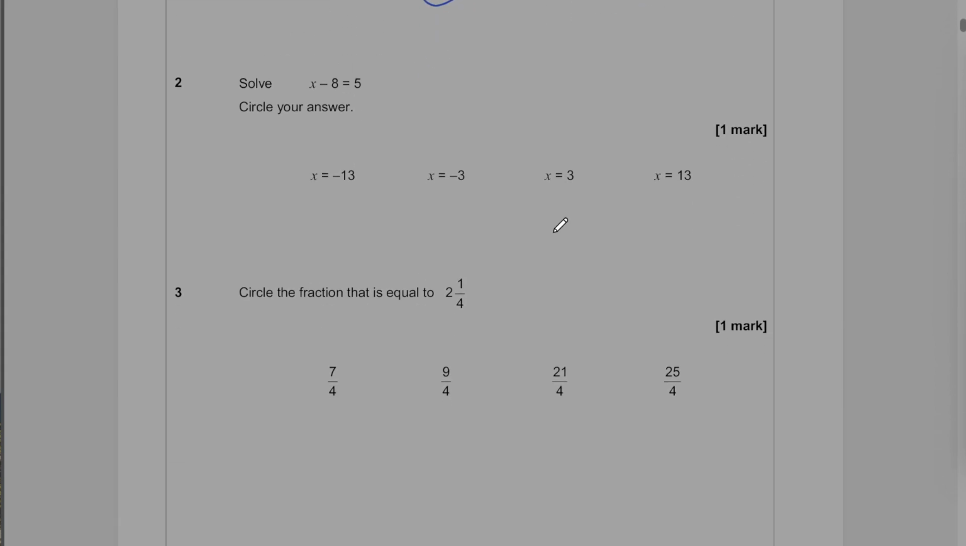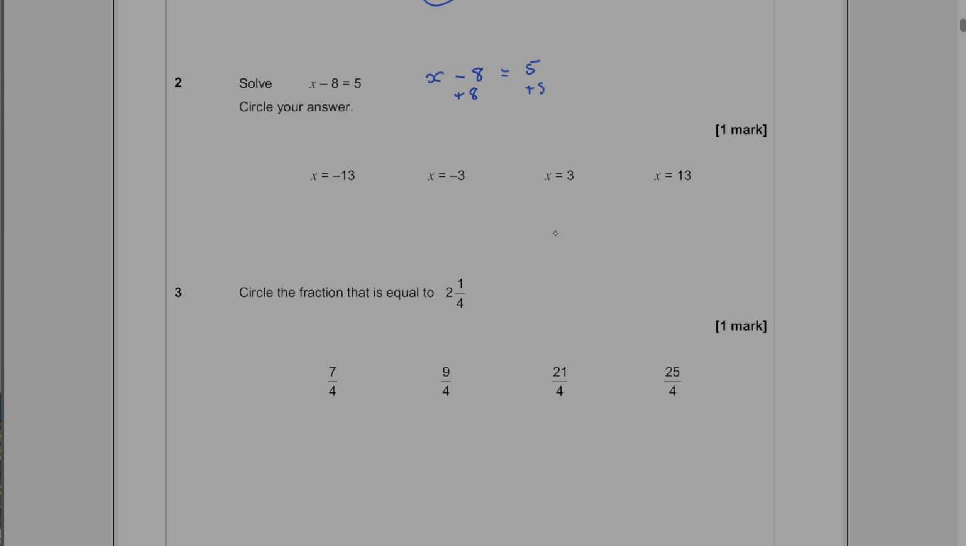Okay, question 2, solve x minus 8 is equal to 5. So in effect, what we're going to do is add 8 on both sides, and that will give us x is equal to 13. So x is equal to 13 is going to be that option there.